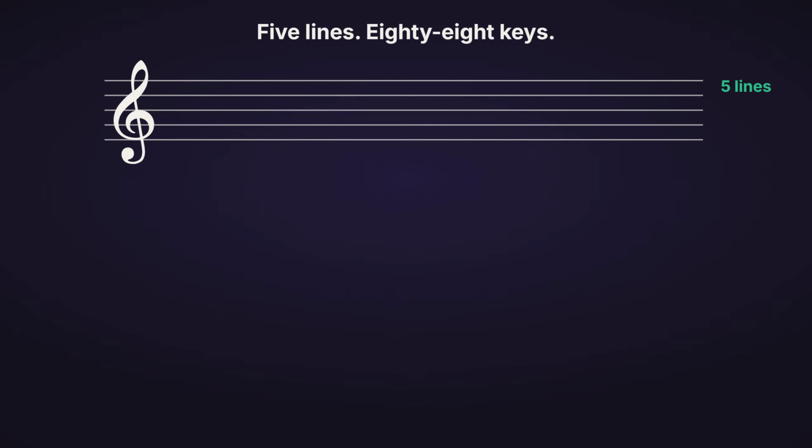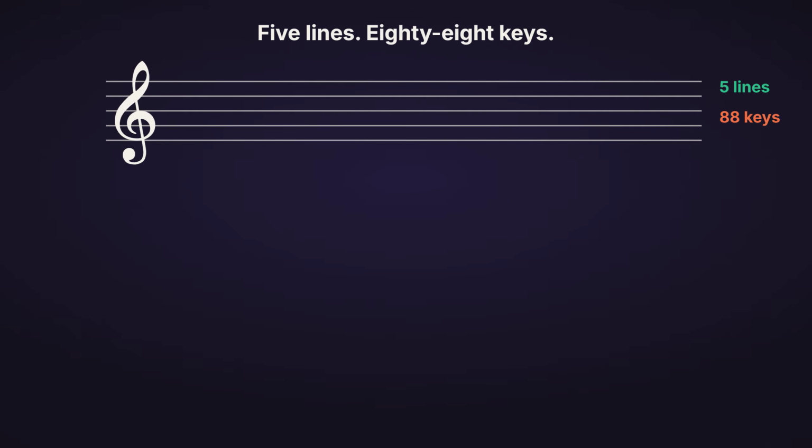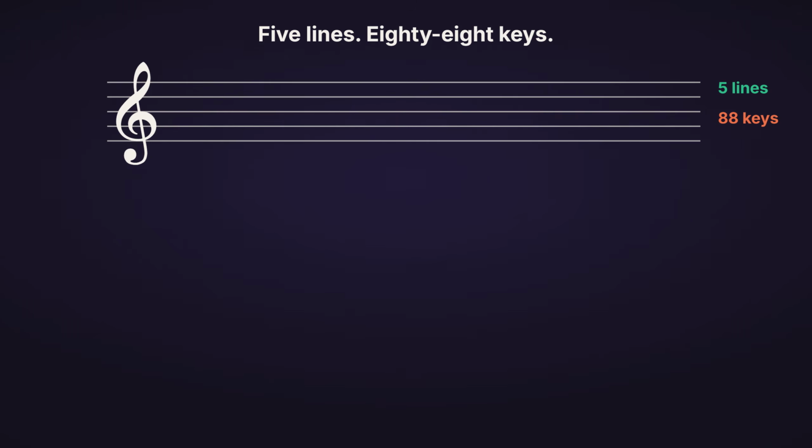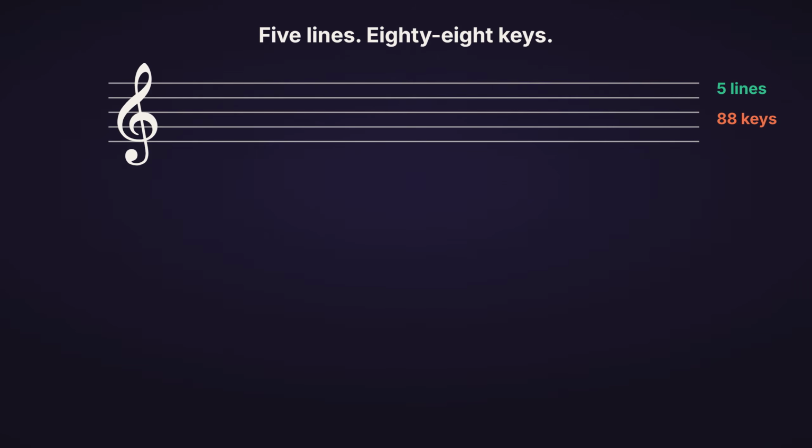The staff has 5 lines. The piano has 88 keys. Something has to give. The 5 lines cover a useful slice of the keyboard, but the moment a melody climbs above the top line or dips below the bottom one, the staff needs to grow.